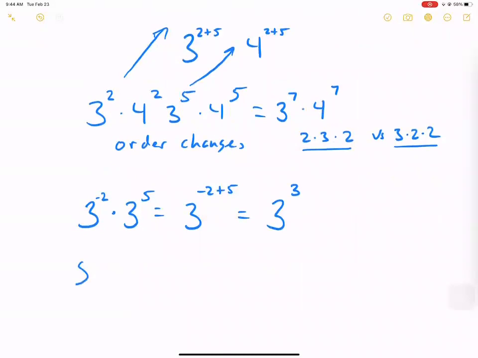Let me give you guys another one. 5 to the 4th times 5 to the negative 7. Okay? So rewrite it as an adding problem. 5 to the 4 minus 7, because I'm adding a negative. Another way you could write this, if you want to be more clear, is plus negative 7. So 5 to the 4 minus 7 is 5 to the negative 3. And that's what you would write on your homework.